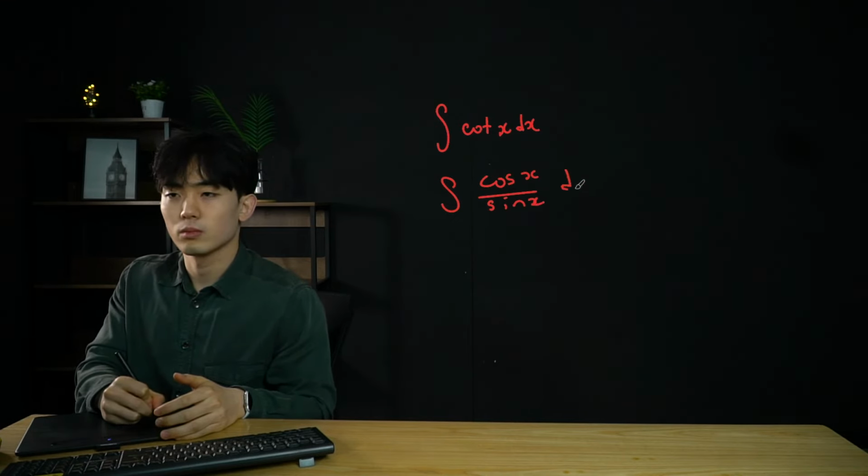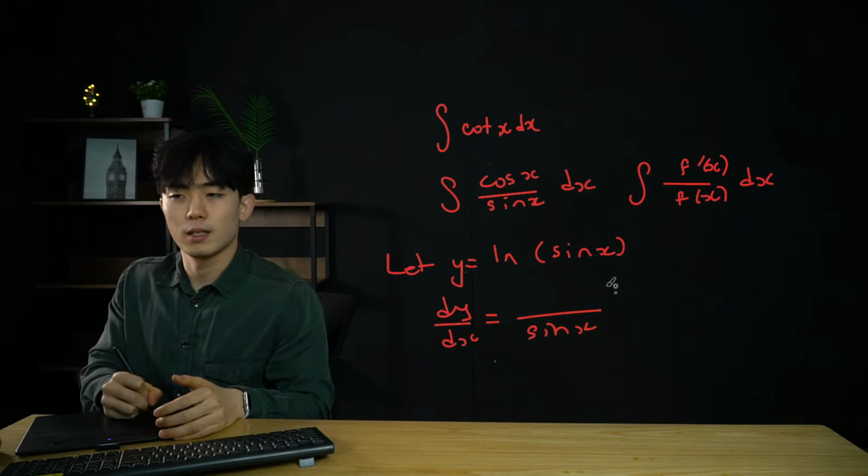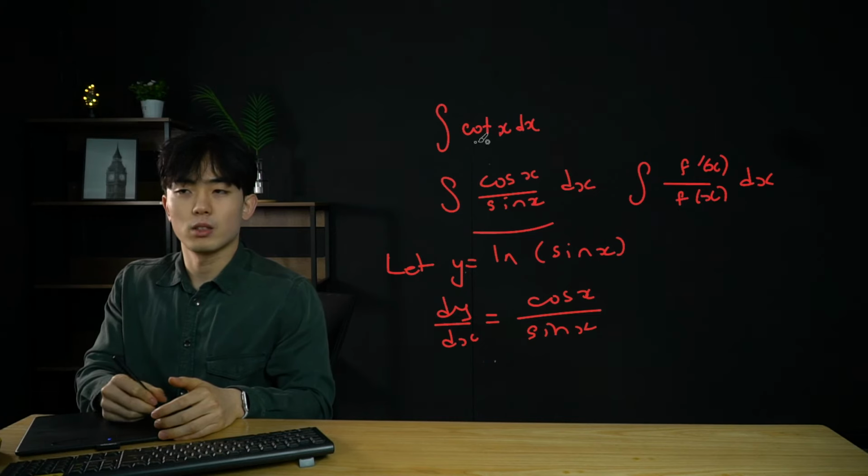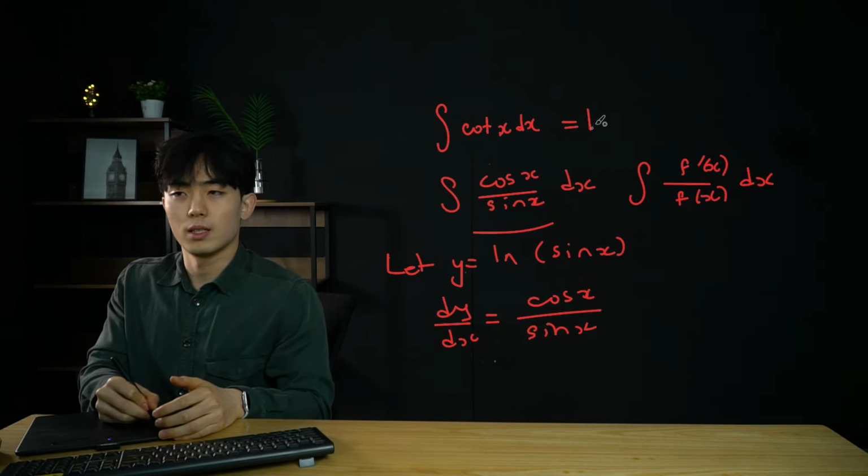Why? Because if we were to differentiate this, we'll get sine x on the denominator, differentiating sine x, that will be cos x, and that goes straight to the numerator. And this derivative term is the same as this integral term here. So the integral of cot x will just be our y value here, which is ln sine x plus c.